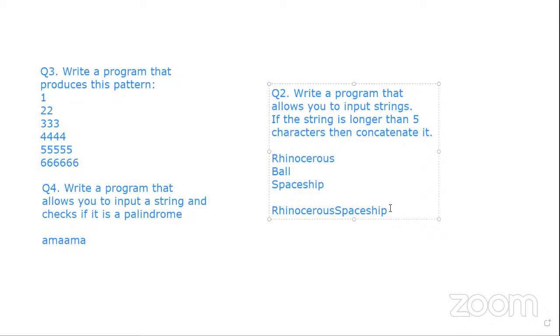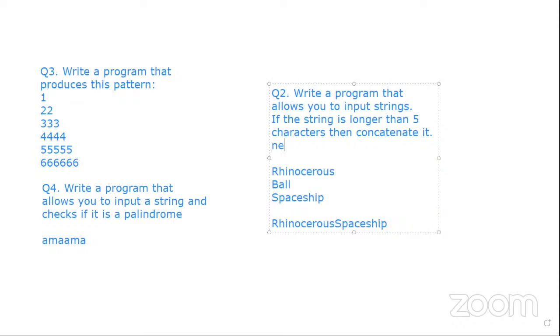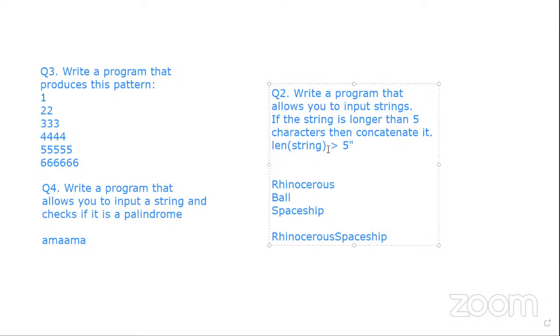So you would need to use, what do you call this, an if statement in order to find out which strings are longer than 5 characters. And also in that if statement, you would need to use len, and then len of string, whatever your input variable is called. That's how you find out how many characters it has. So if len string is bigger than 5, then you concatenate it.